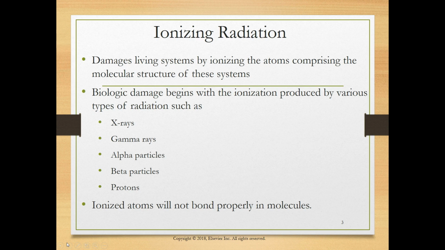Okay, ionizing radiation damages the system by ionizing atoms, and ionized atoms will not bond properly in molecules. So when irradiating tissue, the response to the radiation is determined by the amount of energy deposited per unit mass, so the dose in grays. And in experiments testing the response of equal tissue specimens to equal doses of radiation, the results vary depending upon the physical factors.